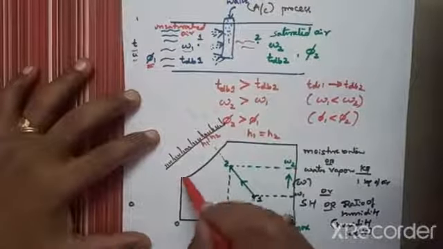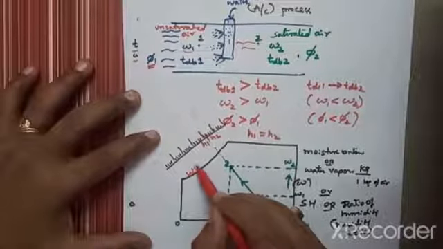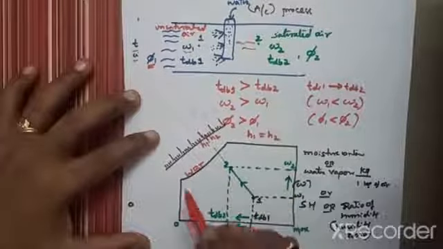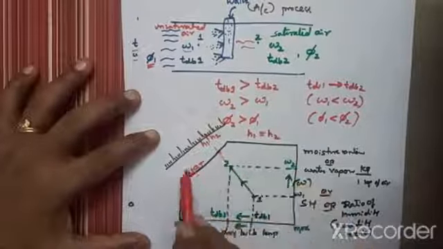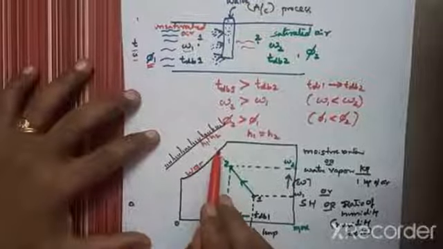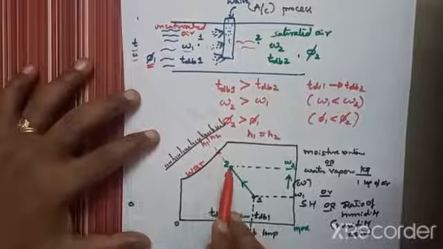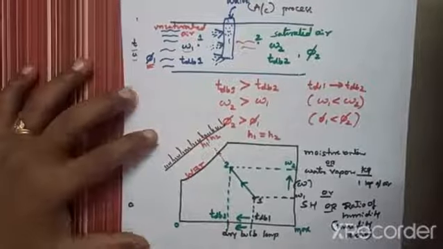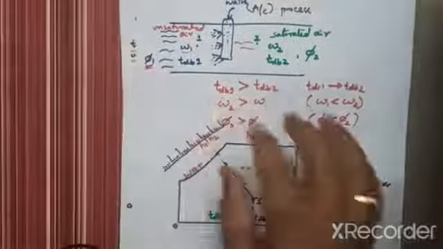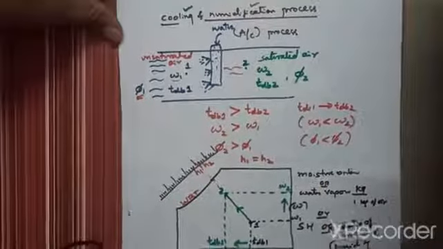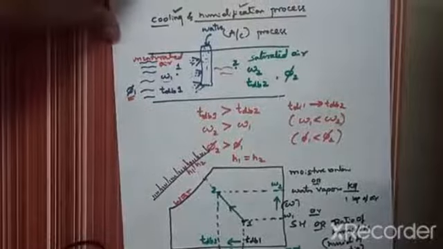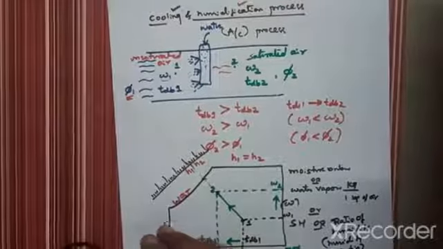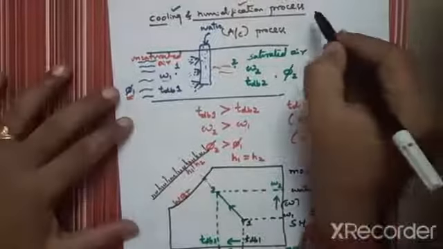And if I ask you to find the wet bulb temperature, this is the wet bulb temperature line on the saturation line. So the wet bulb temperature is also the same. For example, here the temperature is 70 degrees. So at point number 2 the wet bulb temperature is 70, and at point number 1 it is also the same. This is the representation of the cooling and humidification process. This will be asked for some 10 marks. It is also called evaporative cooling.